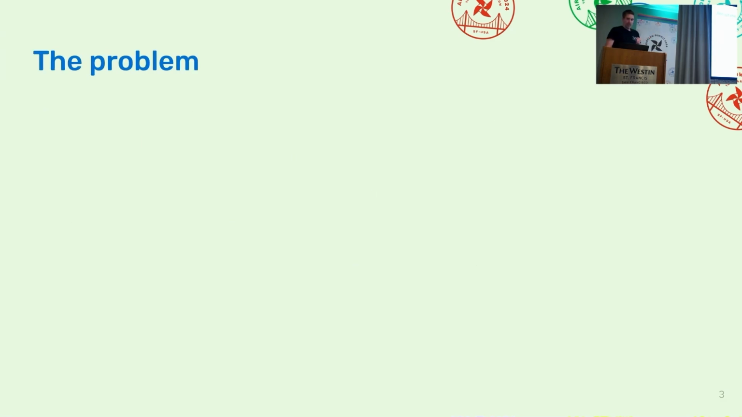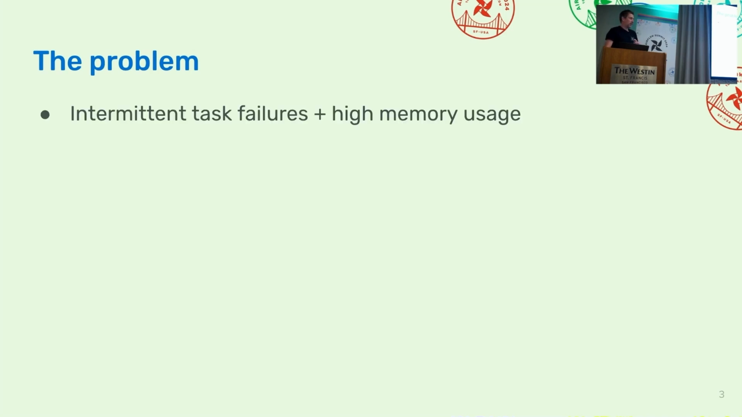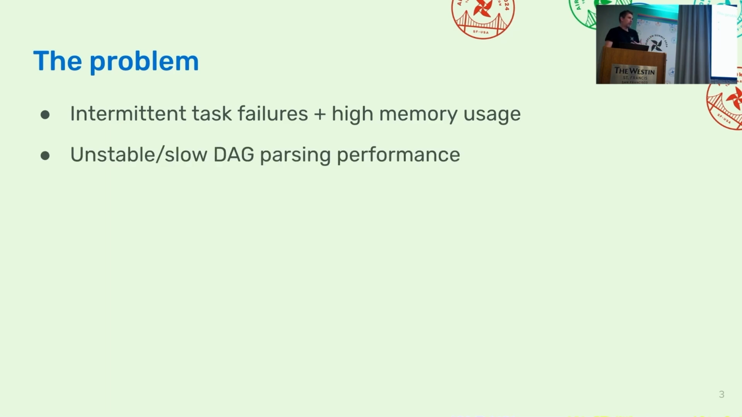And for every solution, there's always a problem. In this case, we had a DAG with intermittent task failures and high memory usage. Also, the DAG parsing was very unstable. Sometimes we had import errors or it was slow. The issue is that I'm not an expert in profiling Python code and never got really to the point of profiling that DAG. In the end, we managed to optimize the imports of the DAG and it works fine, but I still had this problem in my head.